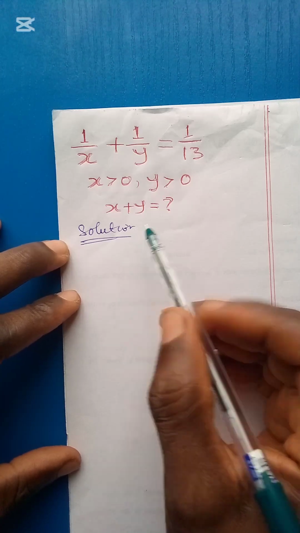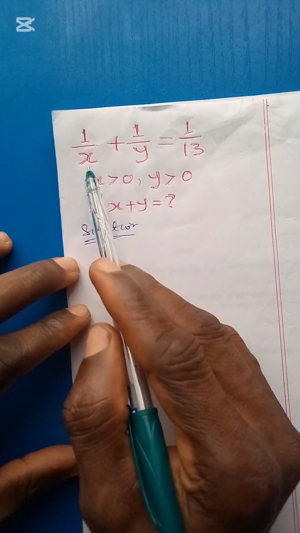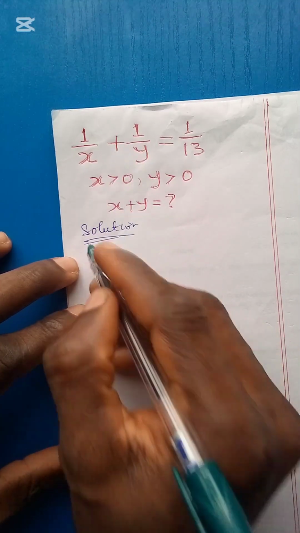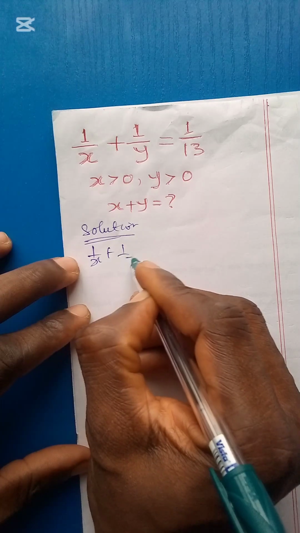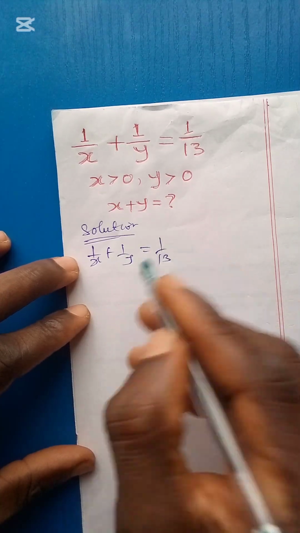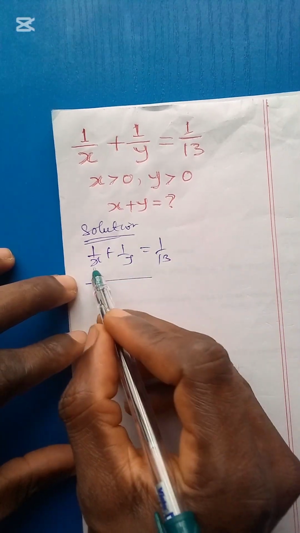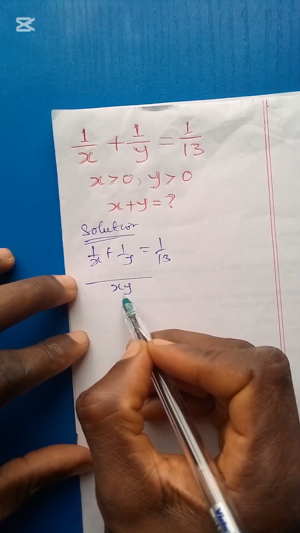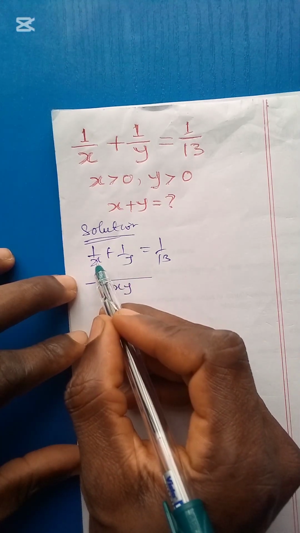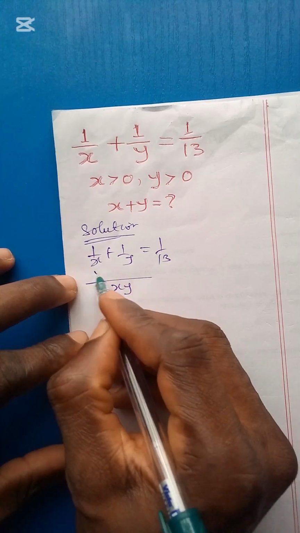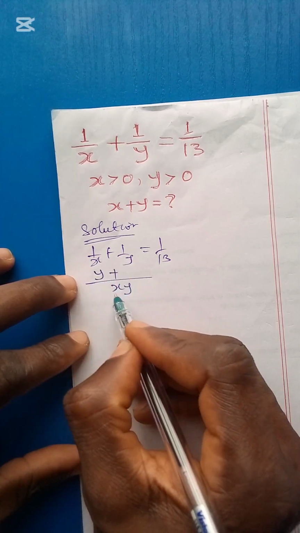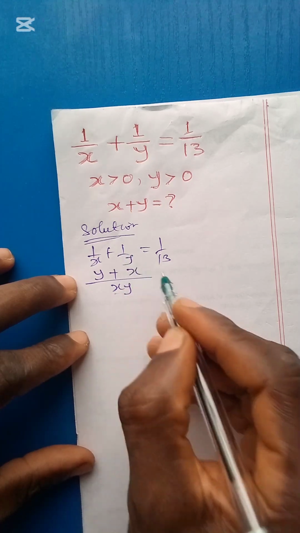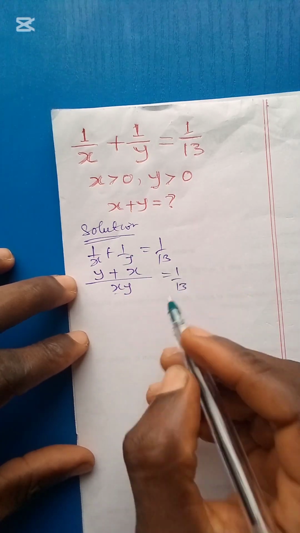And to solve the problem, I'm going to convert these two separate fractions into a single fraction. So I have 1 over x plus 1 over y is equal to 1 over 13. Now, the LCM of the denominators is xy. Now, xy divided by x will give us y, and y times 1 is y. Then xy divided by y will give us x, times 1 is x, equals 1 over 13.